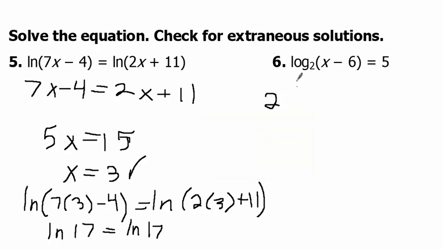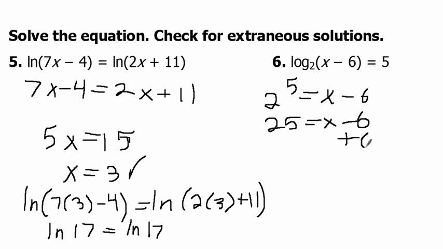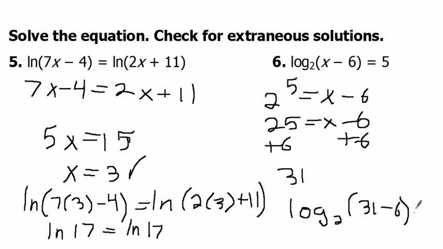2 to the 5th power. This is the first method, x minus 6. This is 25. Adding 6, so I have 31. So in this case, when I plug it in, log base 2 of 6. And does that equal 5? And that would be a calculator number crunchy problem.